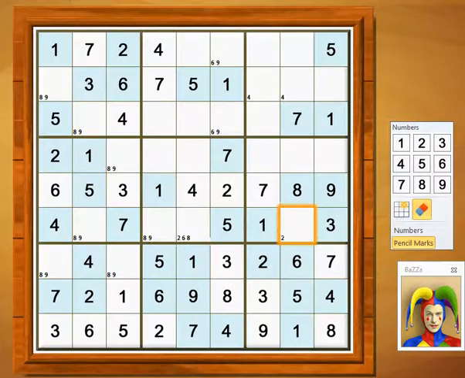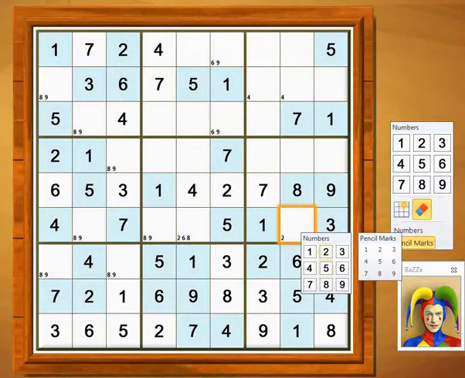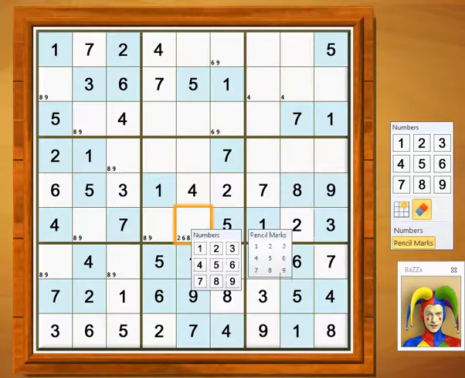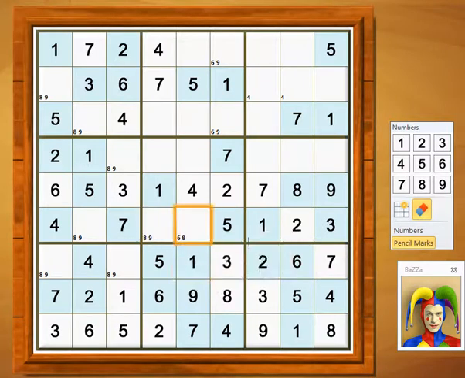4 numbers. 2, 6, 8, 9. So that has to be the 2. If we take this 2 out, that is 6 and 8. But we've already got the 8 and the 9, so that has to be the 6. Because we've got 2 blocks, 2 numbers, so we can't have a third number. Now none of those numbers we put in affect our other numbers as of yet.